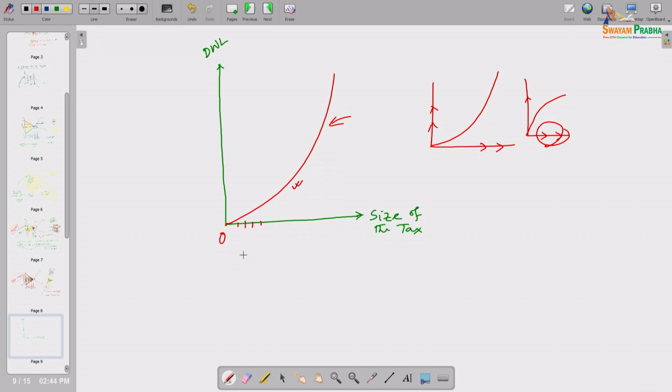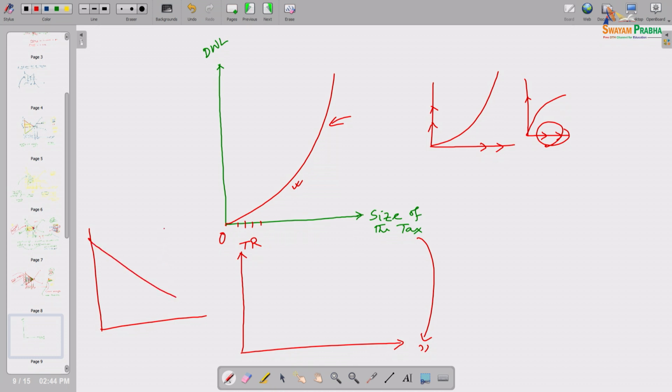So, exactly the same way, if we measure tax size in the horizontal axis, and tax revenue in the vertical axis. Look at here the diagram we have drawn earlier, this is the demand curve, this is the supply curve. When there is no tax, no tax revenue. If this is the tax size, what is the tax revenue? This area is the tax revenue.